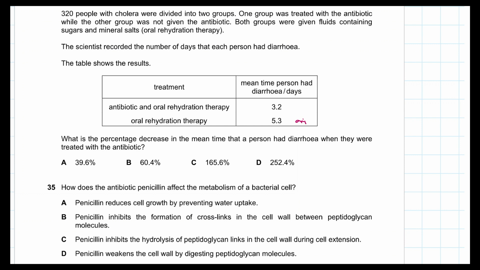So, in order to calculate any percentage decrease, what we do is we use a very basic formula. So, it's going to be 5.3 minus 3.2. So the difference between those values divided by the original value. So the original value that we have is going to be 5.3. Therefore, what we do is 5.3 minus 3.2. This is going to give us 2.1. And now we divide this answer by 5.3. This is going to give us 0.39. So in percentage, it's going to be A.